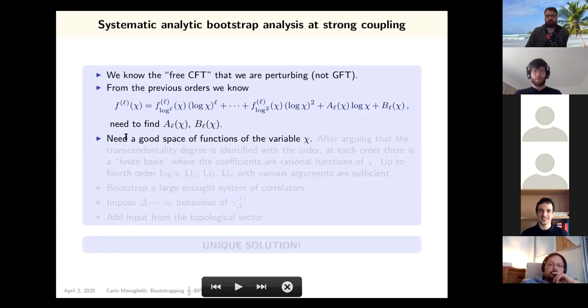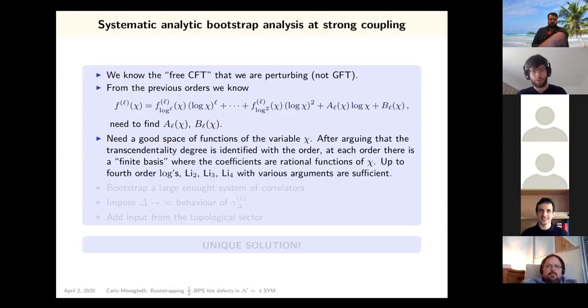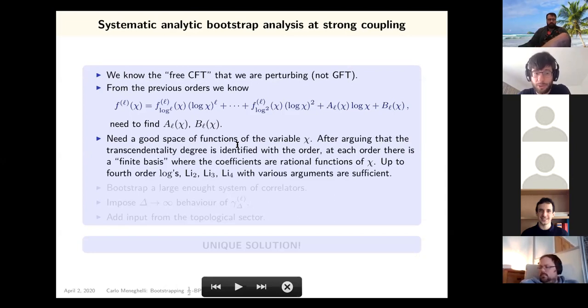And to make progress, we need a good space of functions of the variable chi. The way you proceed, you argue that the functions of chi have increasing transcendentality degree at each order. So at a given order, the maximal transcendentality degree is given by the order. And each order has a finite basis of such functions up to rational functions of chi. In fact, up to fourth order, only logs, Li2, Li3, Li4 with various arguments are sufficient. So there is this good space of functions.